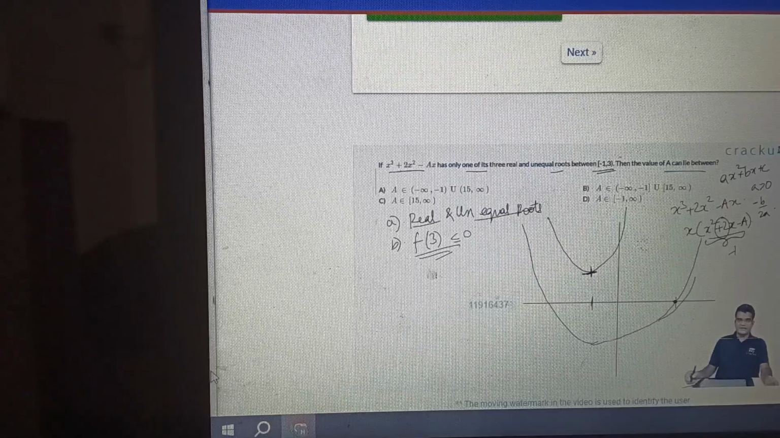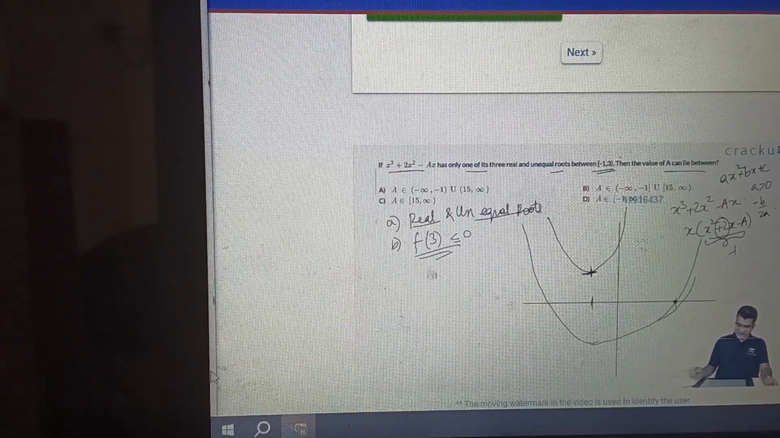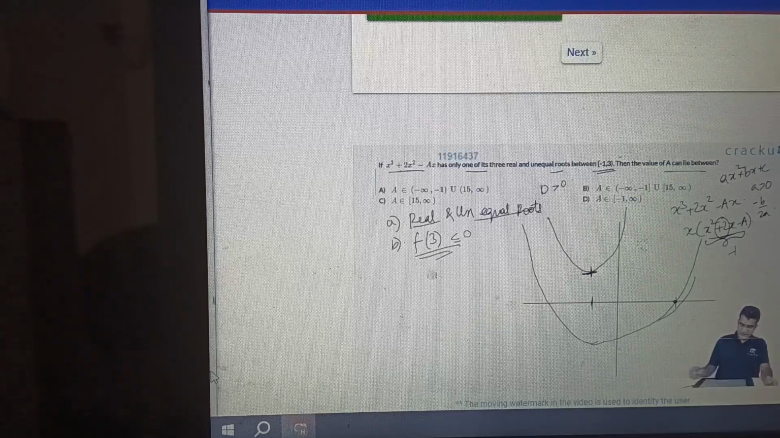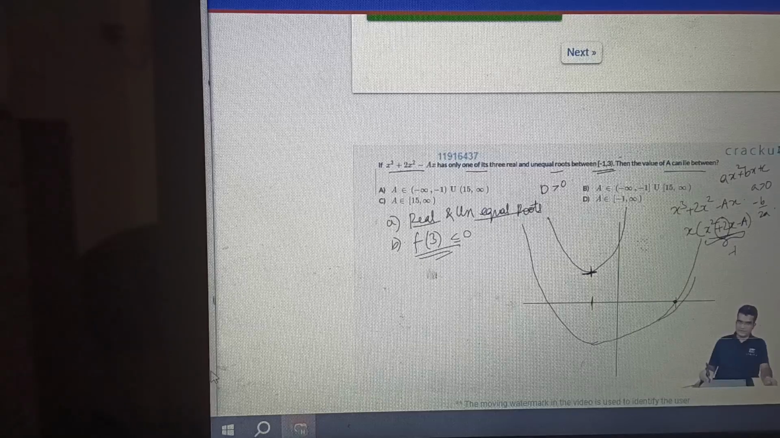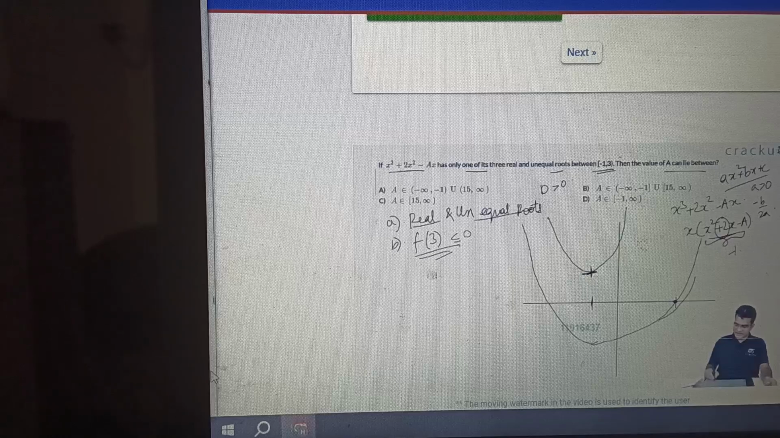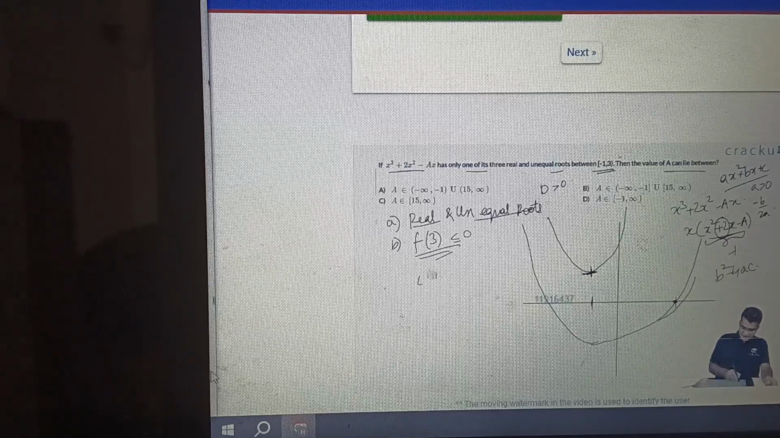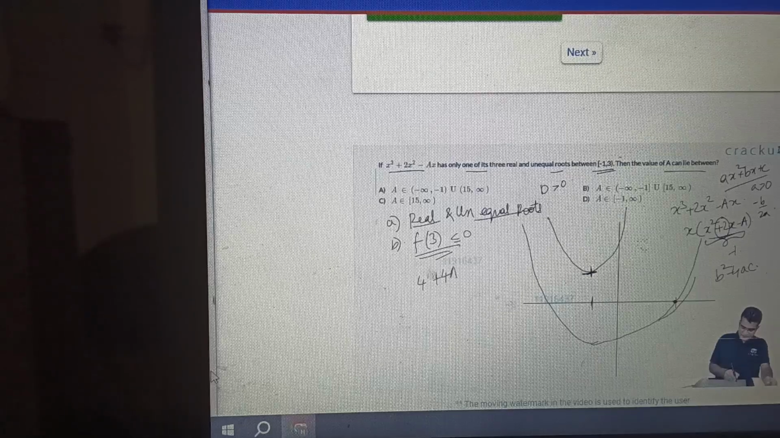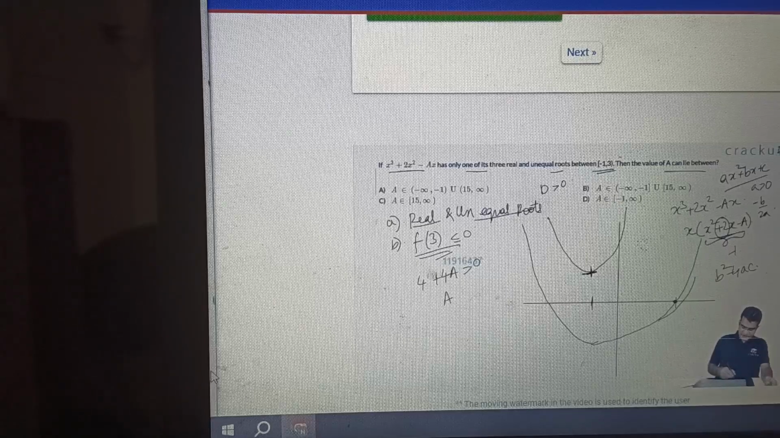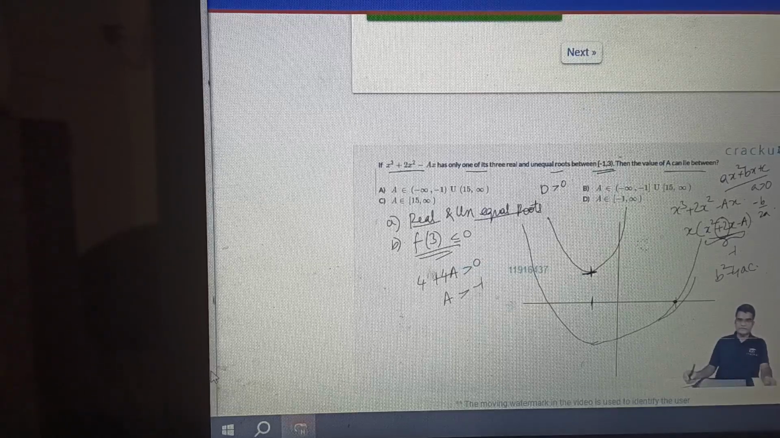How do we know that it has real roots? It has real roots if the discriminant D is greater than 0. What is the value of the discriminant? It is b squared minus 4ac. So in this quadratic equation ax squared plus bx plus c, the discriminant is b squared minus 4ac. In this particular case, it will be 4 plus 4a. This has to be greater than 0, or the value of a has to be greater than minus 1 for sure.